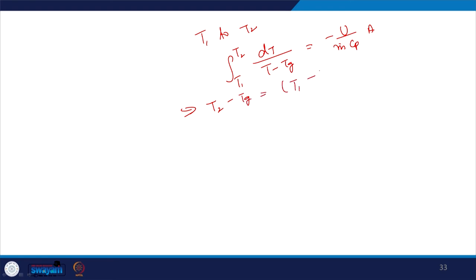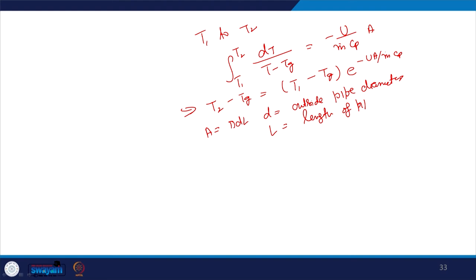Now, if we rearrange and integrate from T1 to T2, the integral of dT over (T minus Tg) is equal to minus U A upon m dot Cp, or T2 minus Tg equals (T1 minus Tg) e to the power minus U A upon m dot Cp, where A equals pi d L, d is the outside pipe diameter, and L is the length of pipe. Now, as length increases, this factor approaches 0. So, T2 tends to Tg. This means that for long pipelines, the gas temperature cools closer to the ground temperature over the length of the pipeline.